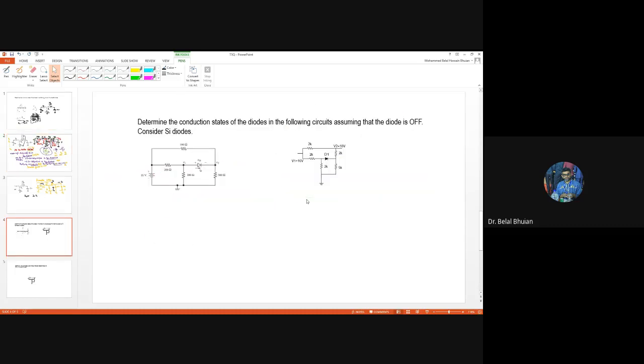Okay, so next let's try to do this one. Determine the conduction state of the diode in the following circuit, assuming that the diode is off. So we assume this diode is off. If I assume this diode is off, first of all we complete the circuit.